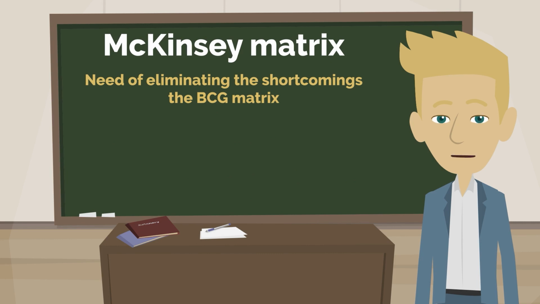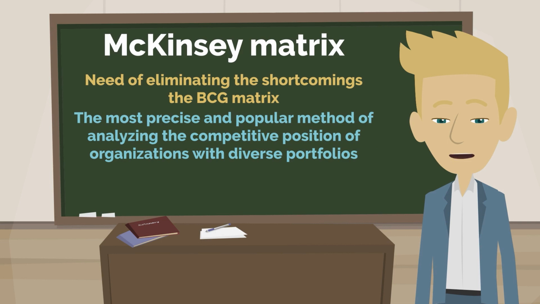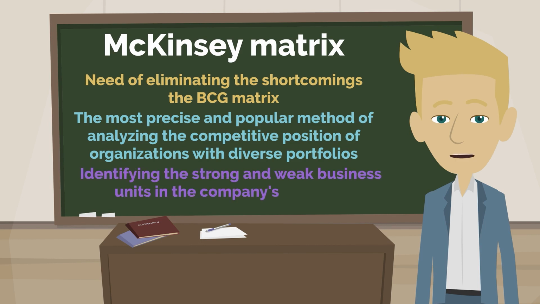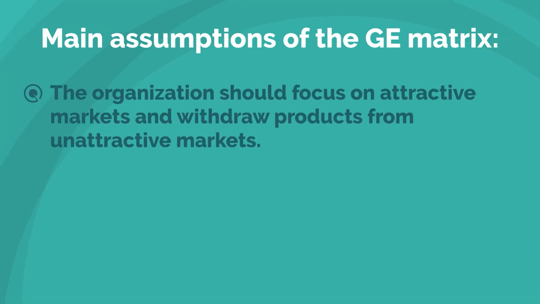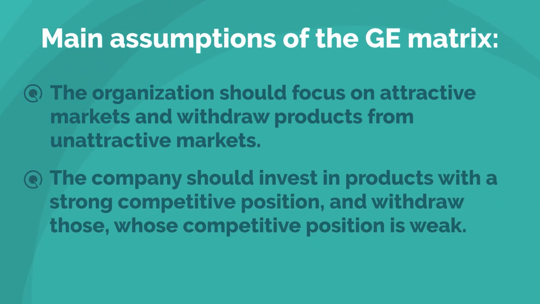The McKinsey Matrix is considered the most precise and popular method of analyzing competitive position of organizations with diverse portfolios. It's because it helps with identifying the strong and weak business units in the company's portfolio, providing valuable insights to guide the planning of the organization's strategy. The main assumptions of the McKinsey Matrix are the following. The organization should focus on attractive markets and withdraw products from unattractive markets. The company should invest in products with a strong competitive position and withdraw those whose competitive position is weak.